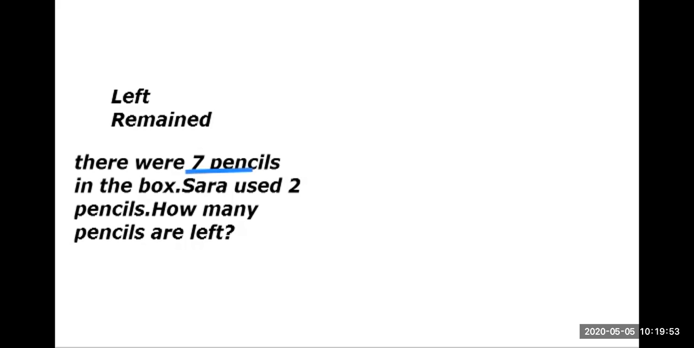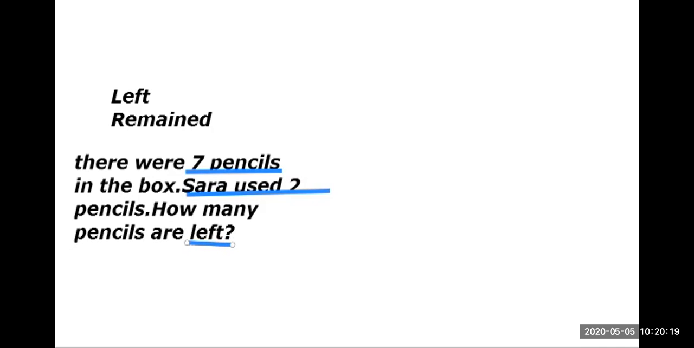7 pencils were the total pencils. Sarah used 2 pencils. These were the used pencils. And the third thing which we will underline is left pencils. So we have to find out the pencils which are left. So left is the clue word which will tell us that here we have to do subtraction.